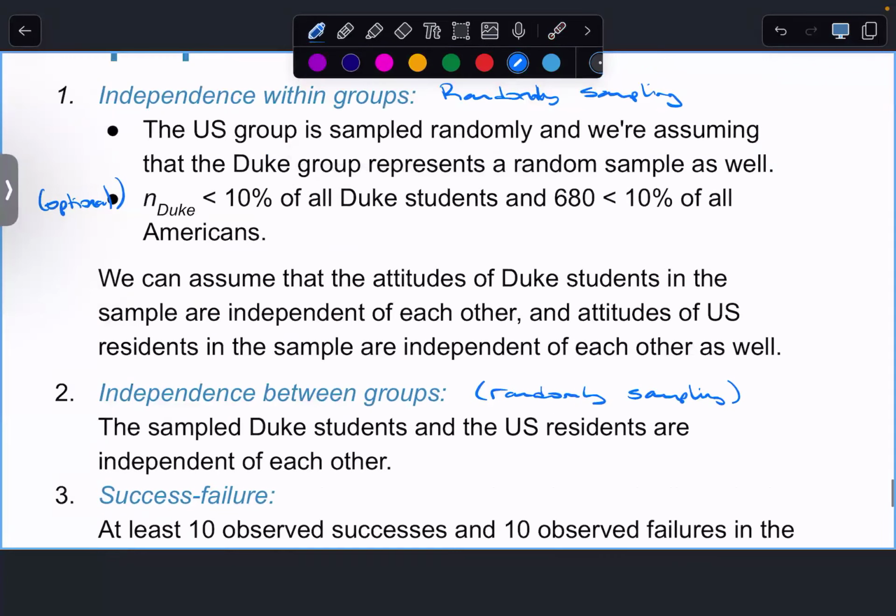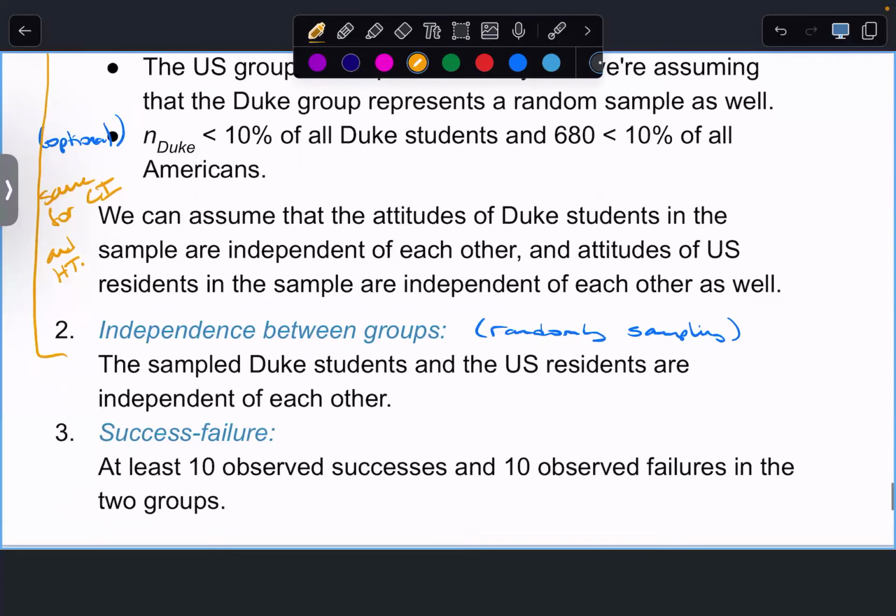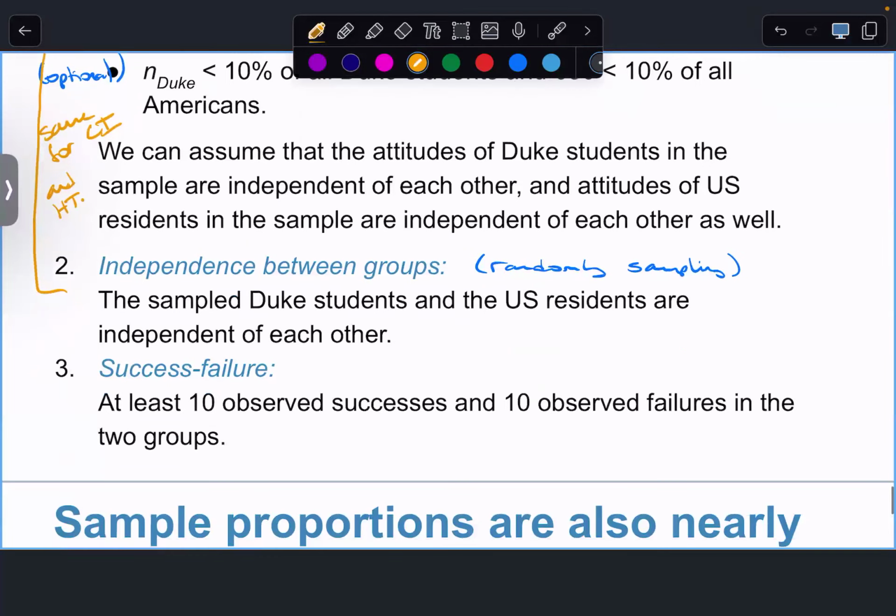These two things are the same for a confidence interval and a hypothesis test. So regardless, you're going to check those two assumptions.